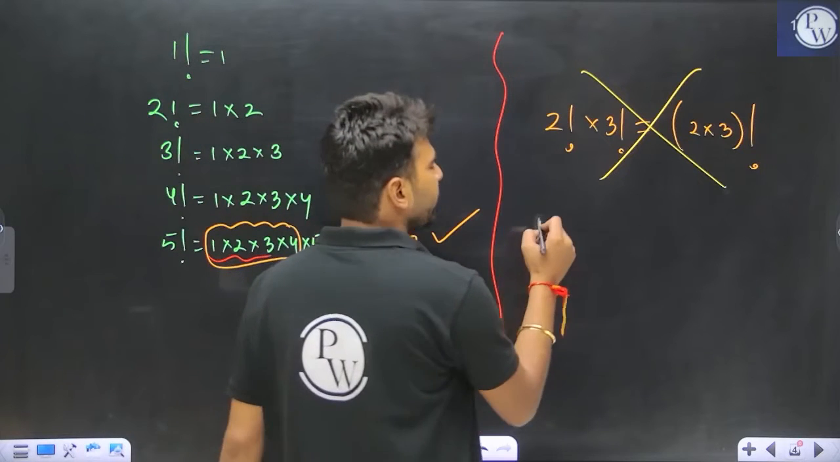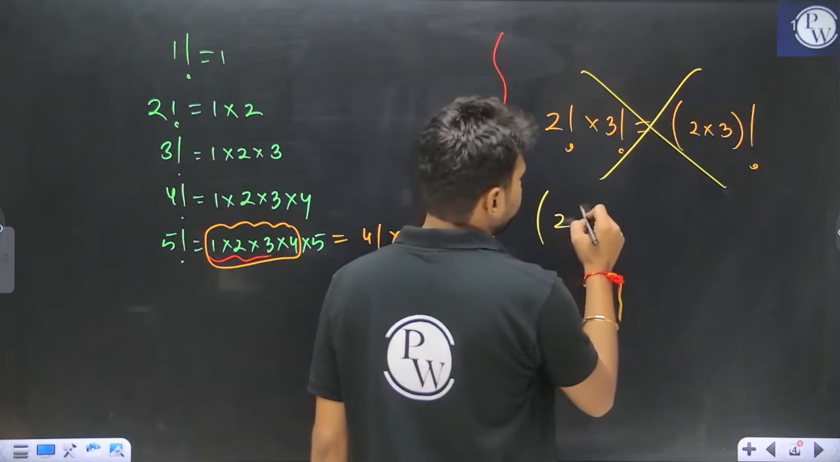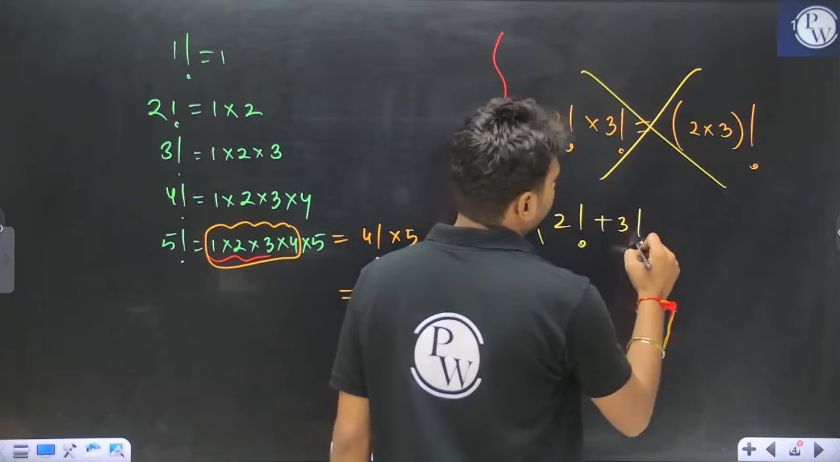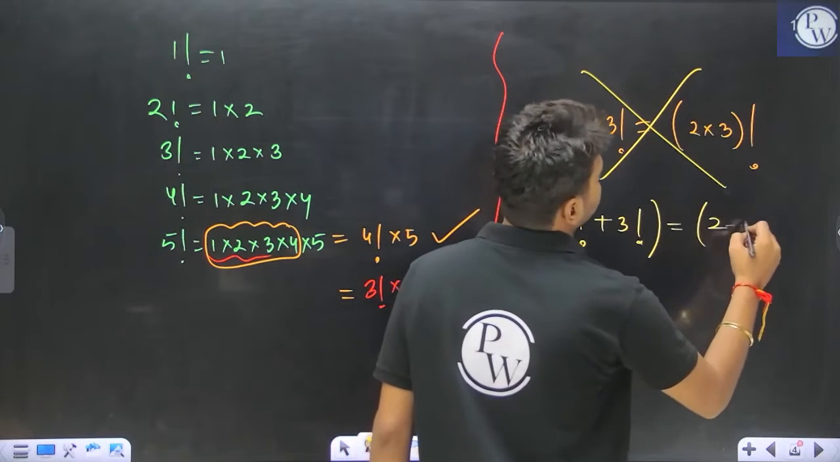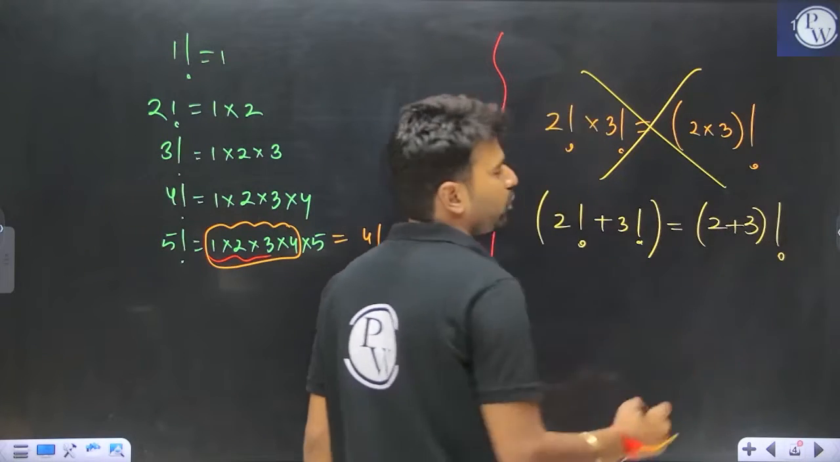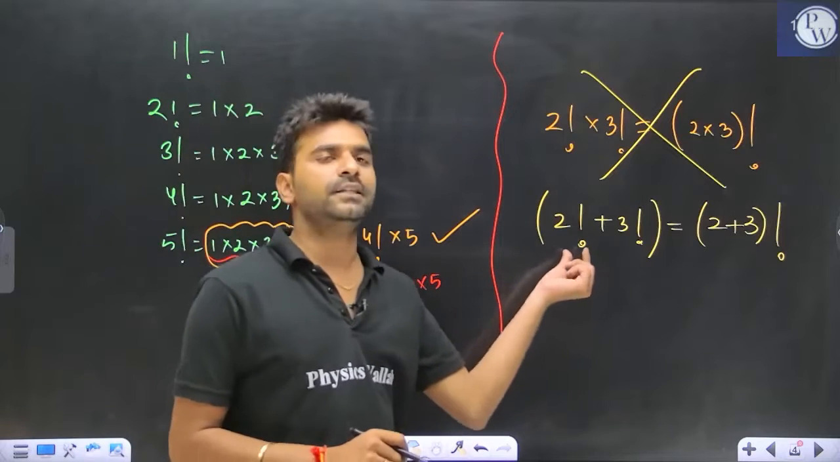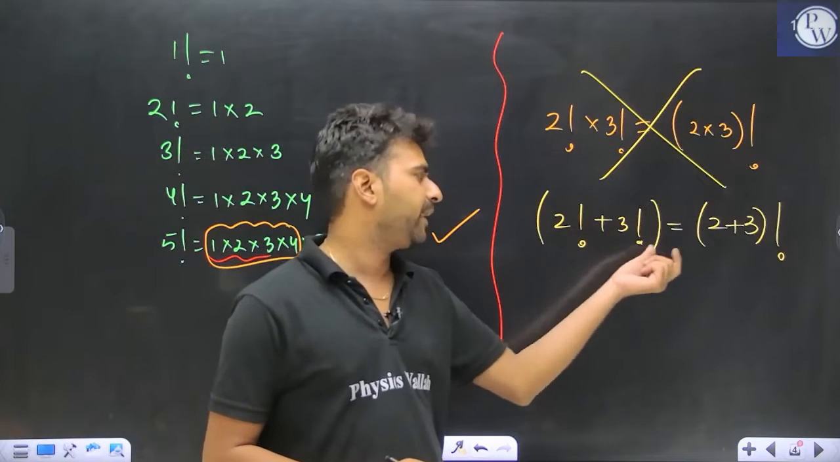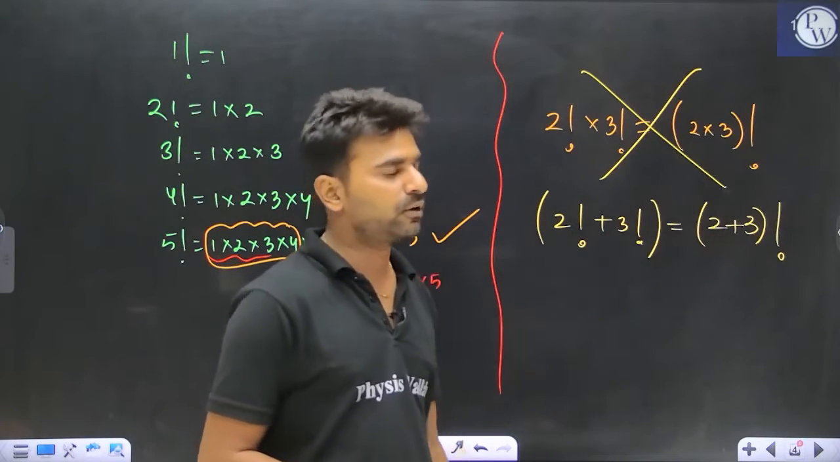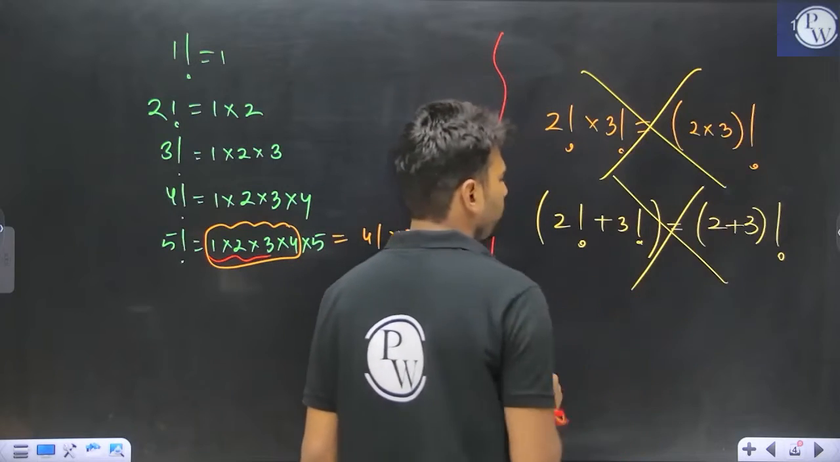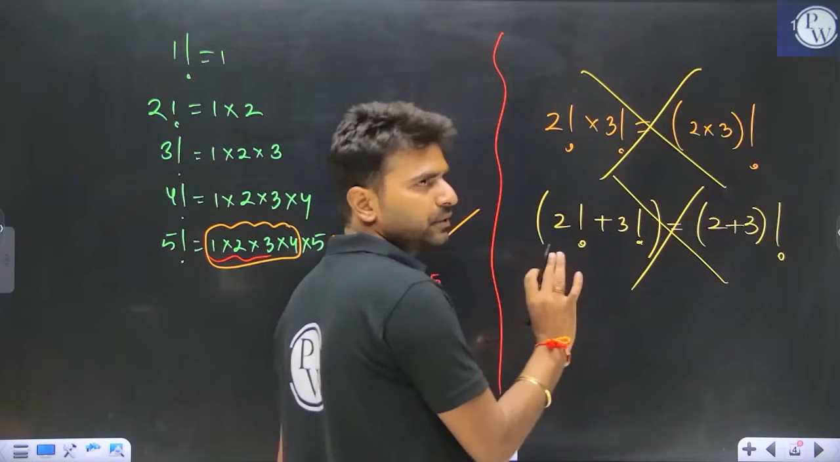Okay. A lot of times kids do make a mistake like this, 2 factorial plus 3 factorial. If I ask them, they write it like this. They say, sir, factorial we have taken common. You cannot do that. This is nothing but 2 plus 6, that is 8. And this is 5 factorial. 5 factorial is 120. So this is also wrong. Okay. So do remember these kind of things.